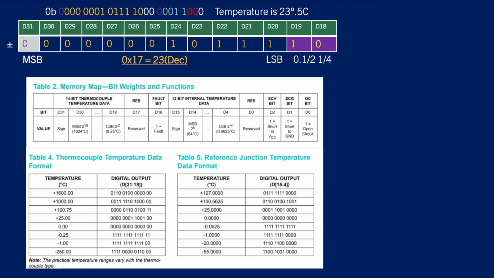Simply put, we don't need to crunch all 32 bits. The most significant 12 bits are all we need to convert the data to decimal. Now let's convert the numbers. If we convert hexadecimal 17 to decimal, we get 23 degrees Celsius, or 73.4 degrees Fahrenheit. And you know what? That sounds pretty reasonable to me.